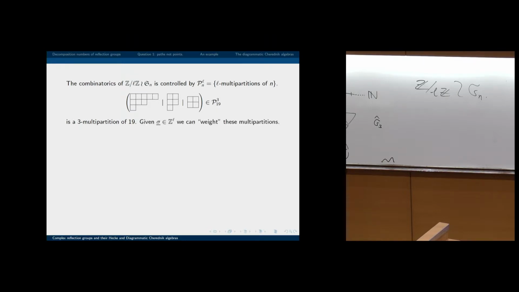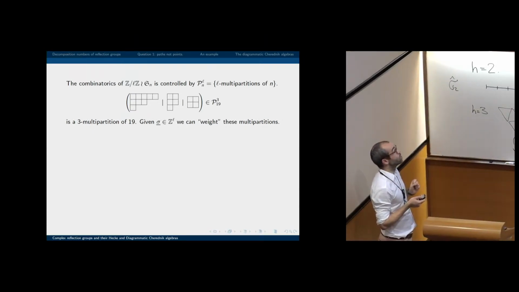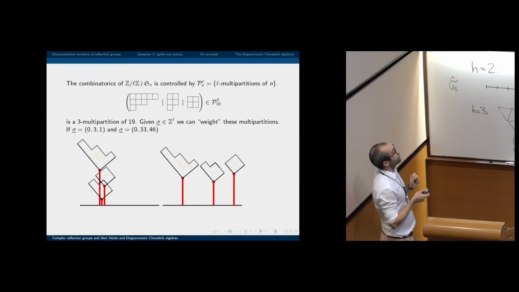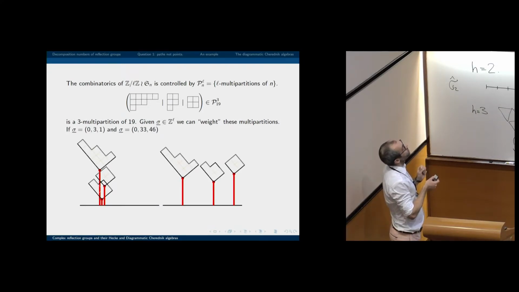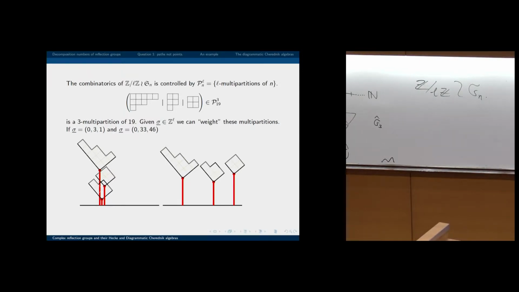Now, given sigma, an arbitrary L-tuple of integers, we can weight these multipartitions. What does that mean? Here I've got an example where sigma is equal to 0, 3, 1. Notice these numbers are very close together, and these diagrams have all been drawn so that they're right next to each other, all cramped together. Whereas over here, if I pick sigma with larger numbers, they're miles apart from each other.